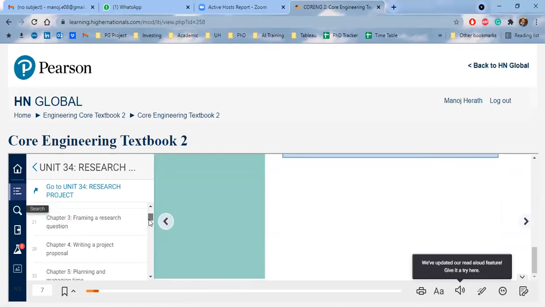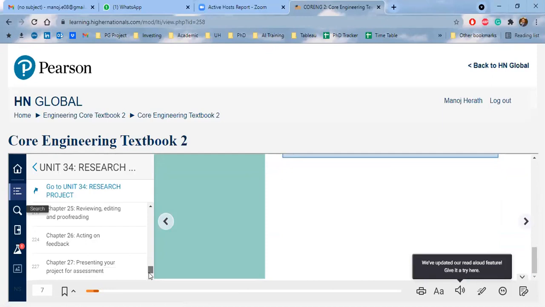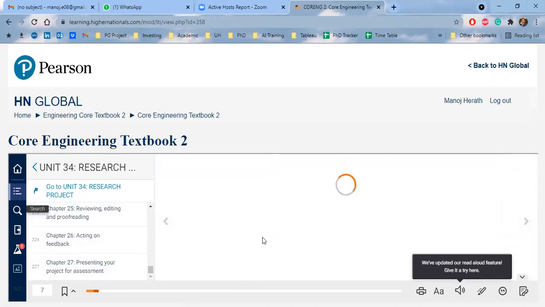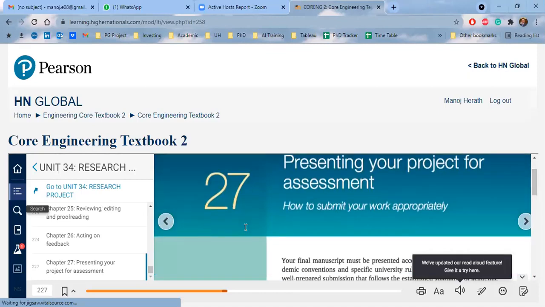Here you can see that there are a lot of chapters: planning and managing time, working successfully with a supervisor, finding relevant source material. Like that you can find a lot of resources. Presenting your project, assessment and acting on feedback, and everything is in here. Therefore it is better to go here and create an account. If you need any assistance, please ask me, and I will tell you what to do. If you have any questions, please ask me. I will assist you.